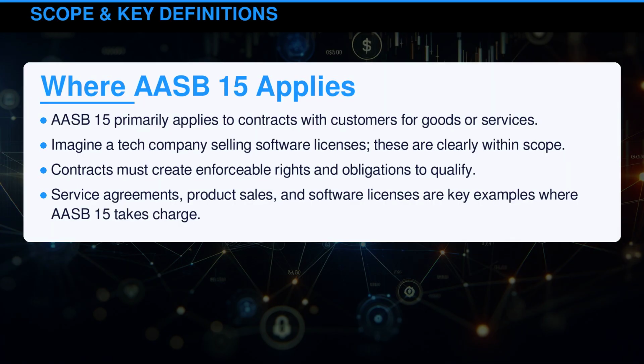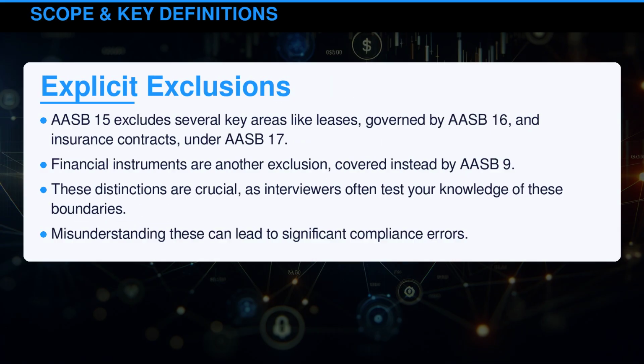AASB 15 primarily applies to contracts with customers for goods or services. Imagine a tech company selling software licenses. These are clearly within scope. Contracts must create enforceable rights and obligations to qualify. Service agreements, product sales, and software licenses are key examples where AASB 15 takes charge.